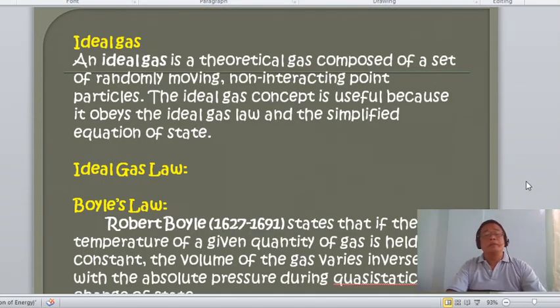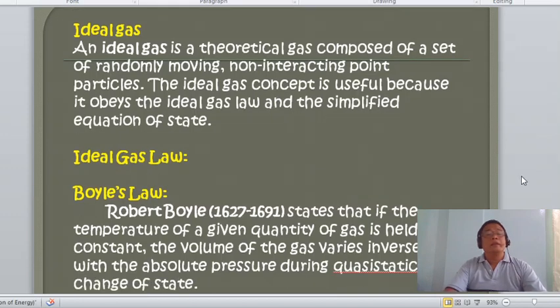Okay? So what is an ideal gas, class? An ideal gas is a theoretical gas composed of a set of randomly moving, non-interacting point particles. The ideal gas concept is useful because it obeys the ideal gas law and the simplified equation of state. So we have here several laws concerning ideal gas. We have Boyle's law.